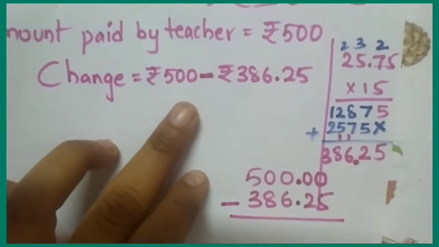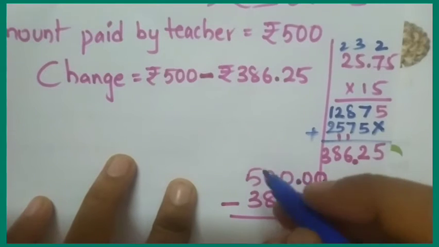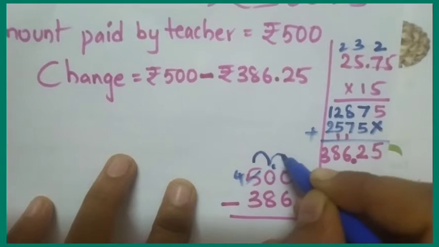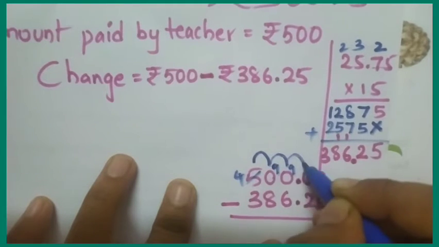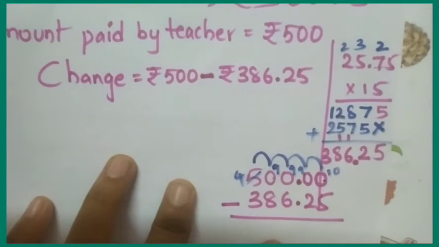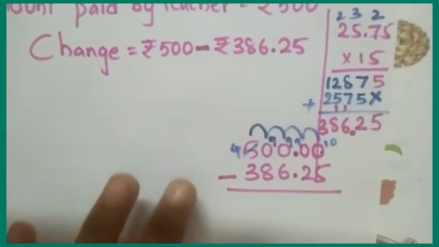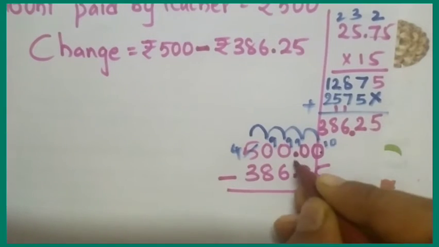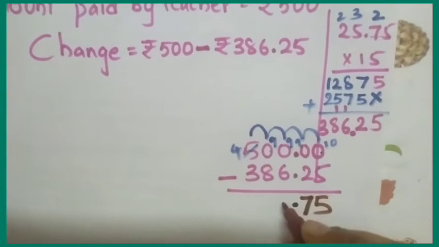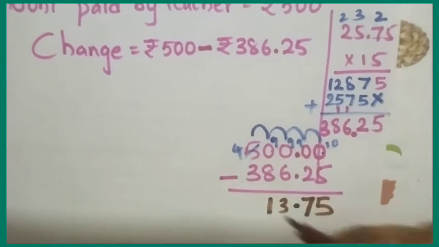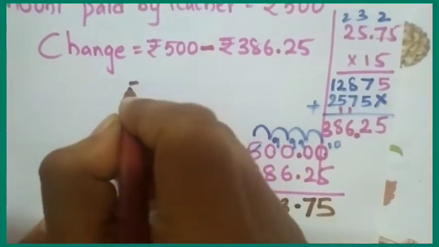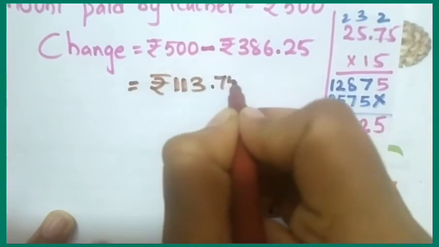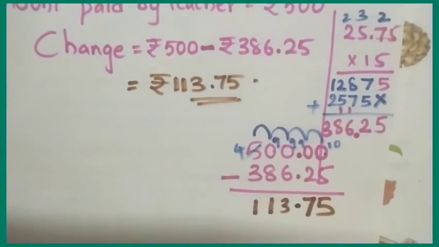Subtract. Okay, look here children, zeros are there, so we'll take borrow. When we are taking borrow from here, we'll get here 10, but we will share here, so it will be 9. Here also 9, here also 9, here 10. Okay, 10 minus 5, 5. 9 minus 2, 7. We'll keep the point as it is. 9 minus 6 is 3. 9 minus 8 is 1. And 4 minus 3 also 1. Therefore, the teacher will get 113 rupees 75 paise change. Okay. This is B answer.